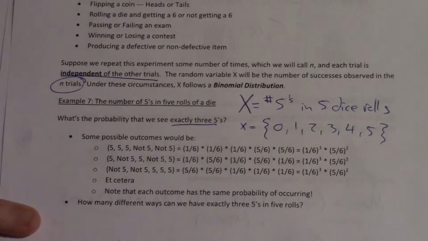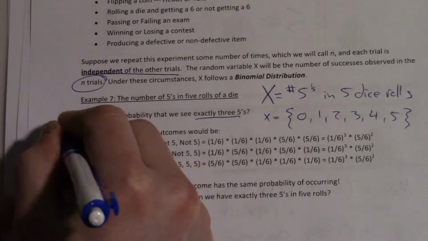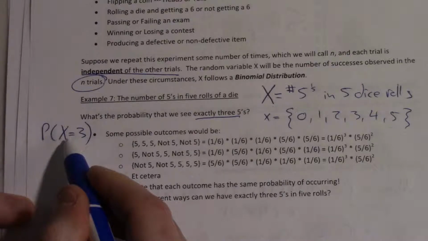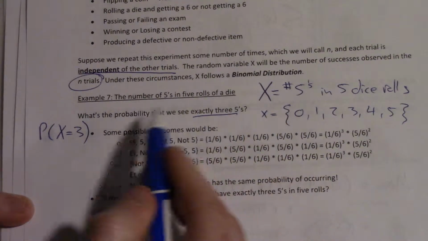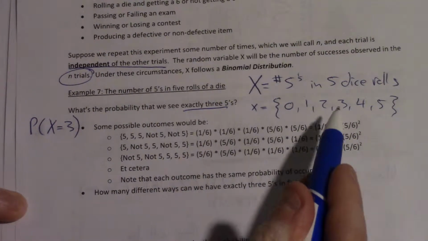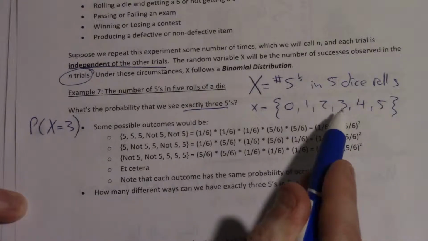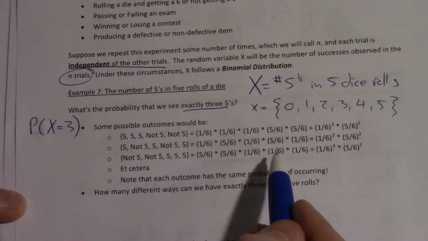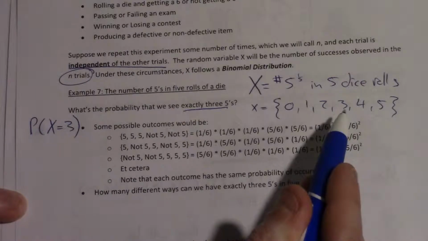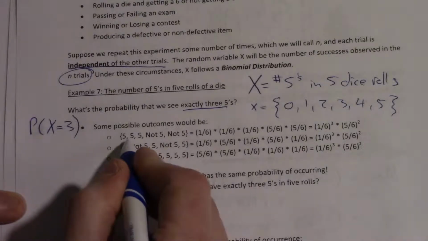So let's think about this one. What's the probability that we see exactly 3 5s? So we're asking the question, what's the probability that big X is 3? Because again, big X stands for the number of 5s we see, and we want that to be 3. So this is kind of in the middle of the probability distribution. So we expect that there's going to be more than one way to get 3 5s. Well, it's sometimes hard to think about and find all the different combinations. So here are some possibilities.